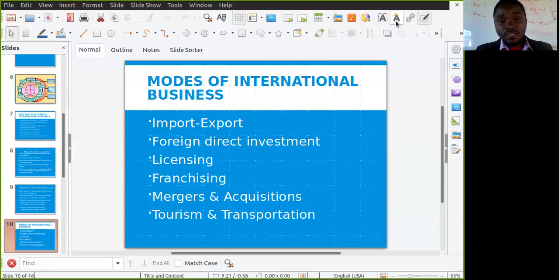Mergers and acquisitions. Transactions in which the ownership of companies are transferred or consolidated with other entities. This is what we mean when we say mergers and acquisitions. Transactions in which ownership of companies are transferred or consolidated with other entities.